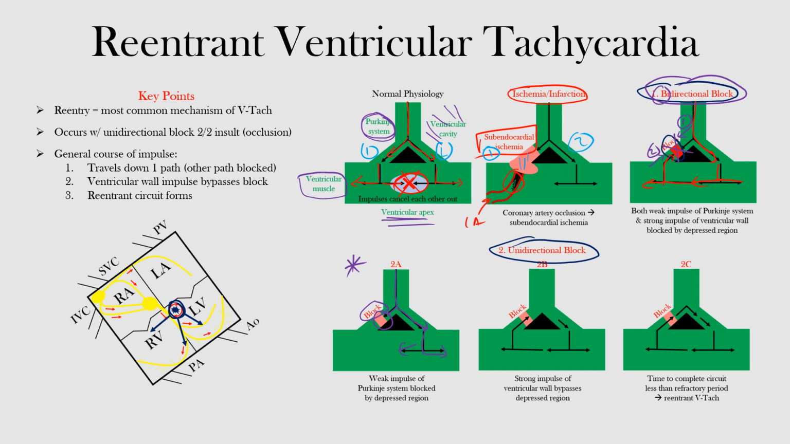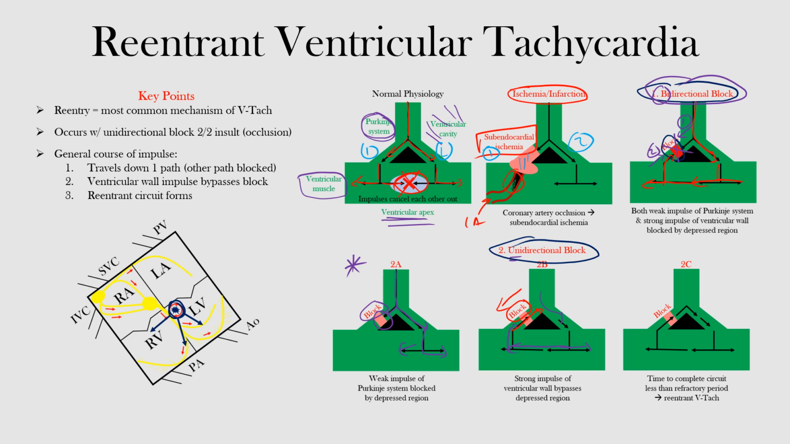On the other hand, we have this unidirectional block, meaning one pathway is blocked. So it's able to come down our pathway, starts spreading both ways, and tries to go retrogradely through the block and is able to get through. So it's only blocked going in this direction, but is able to go through. That strong ventricular impulse is able to bypass that depressed region there. Okay, so that's bidirectional and unidirectional blocks.